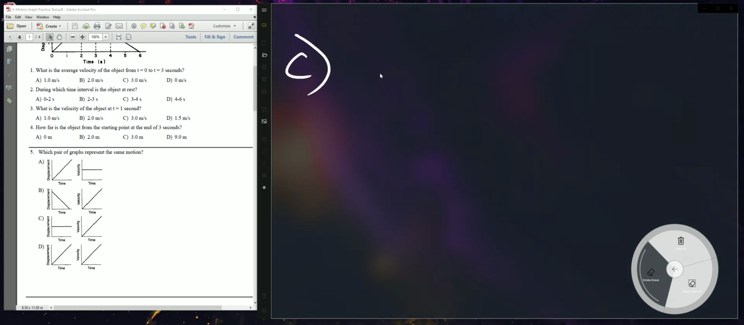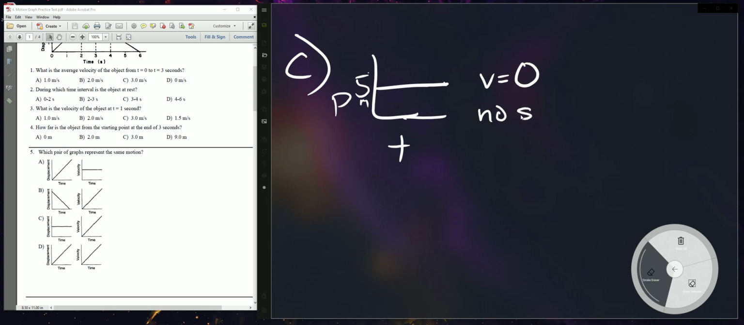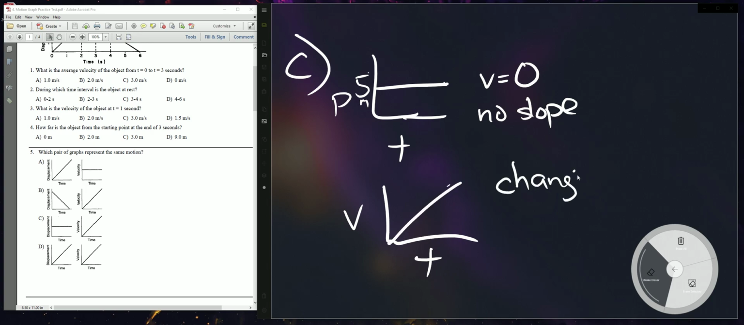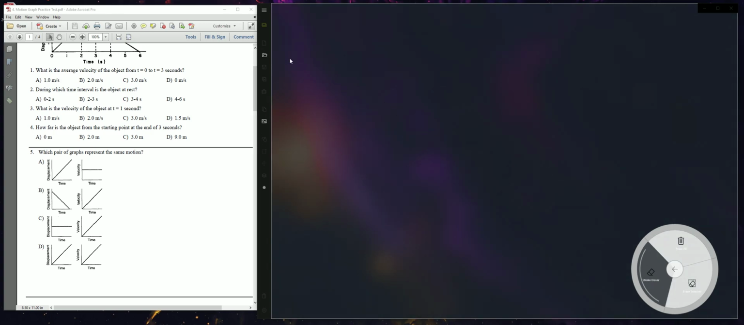So choice C. What choice C is saying is that your position is at 5 meters forever. So you have a velocity of 0, no slope. But what the VT graph here is saying is that your velocity is changing. You actually have a changing velocity. And so this cannot be true.